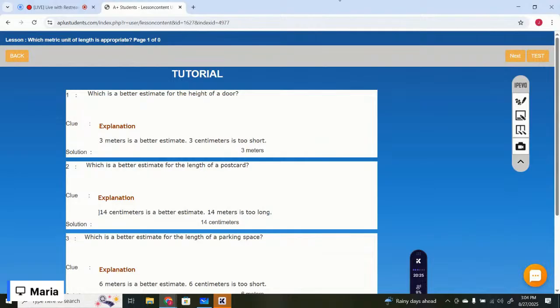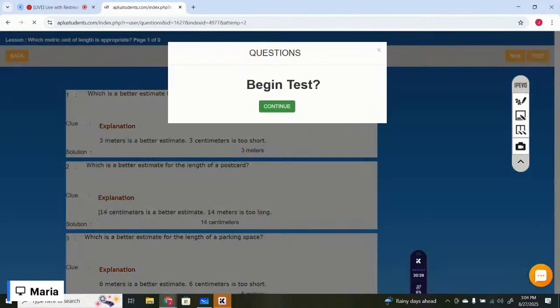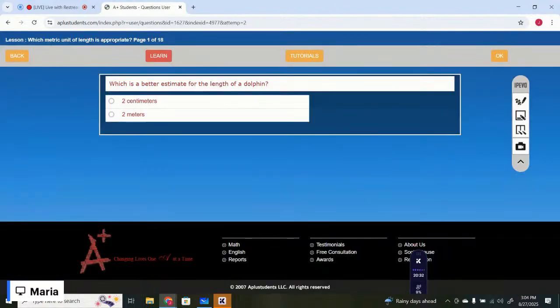Let's just start with the test questions. Basically, we're going through the units of length. How do we measure the length? Which is a better estimate for the length of a dolphin? The options you are given are 2 centimeters or 2 meters. Centimeter is a smaller unit and meter is a bigger unit. So a dolphin is longer in length, so it would be 2 meters. Option number 2 is the correct option.